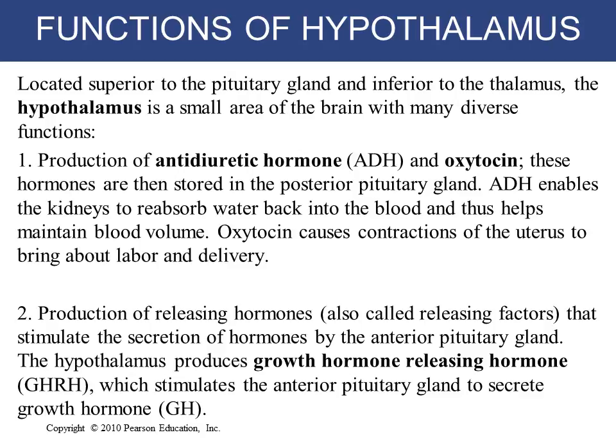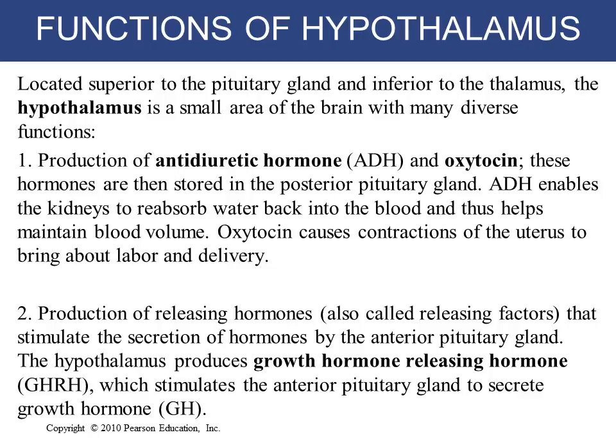Hypothalamus, located superior to the pituitary gland and inferior to the thalamus, is a small area of the brain with many diverse functions. Number one, the hypothalamus helps in production of antidiuretic hormone and oxytocin. These hormones are then stored in the posterior pituitary gland. And this ADH, the antidiuretic hormone, enables the kidney to reabsorb water back into the blood and thus helps maintain blood volume, while oxytocin causes contraction of the uterus to bring about labor and delivery.